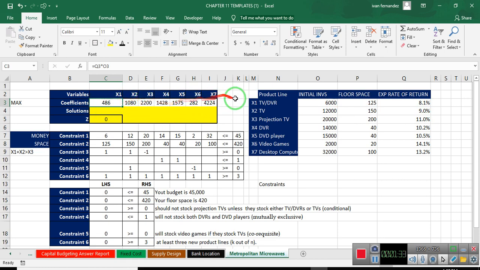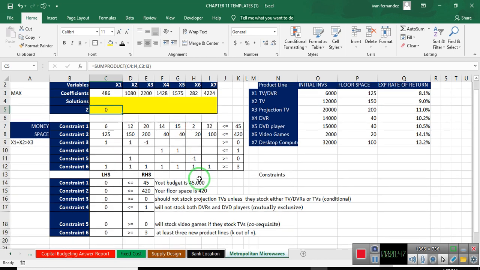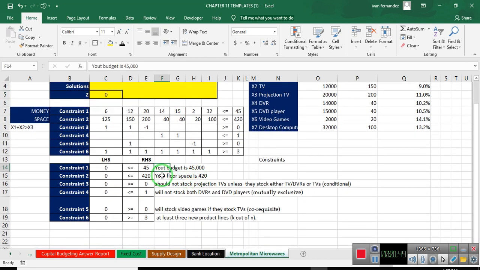Product 1, 2, 3, 4, right? So you have the 7 products. You do it 7 times. Okay, so that's your profit per unit. Then you're going to have your Z, your objective, which is just normal. Then you have 6 constraints.